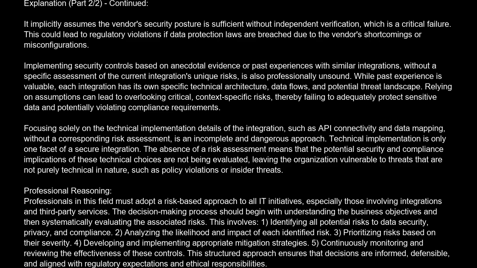integrations and third-party services. The decision-making process should begin with understanding the business objectives and then systematically evaluating the associated risks. This involves 1. Identifying all potential risks to data security, privacy, and compliance. 2. Analyzing the likelihood and impact of each identified risk. 3. Prioritizing risks based on their severity. 4. Developing and implementing appropriate mitigation strategies. 5. Continuously monitoring and reviewing the effectiveness of these controls. This structured approach ensures that decisions are informed, defensible, and aligned with regulatory expectations and ethical responsibilities.